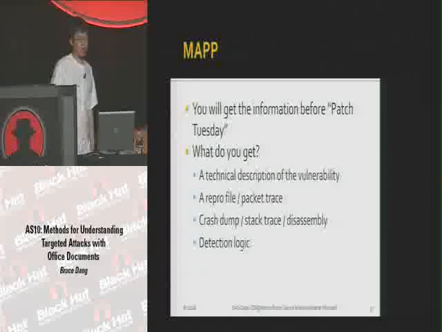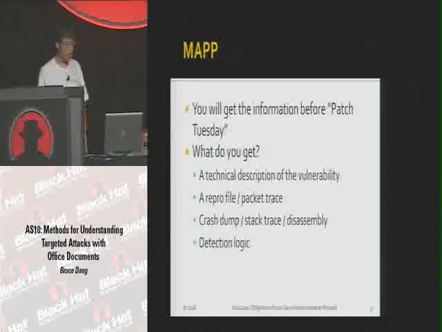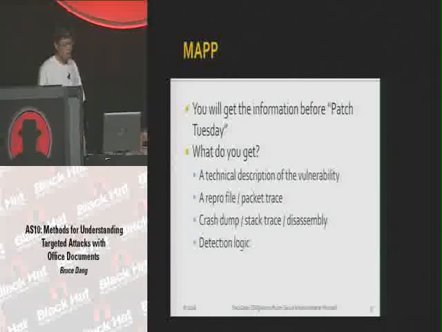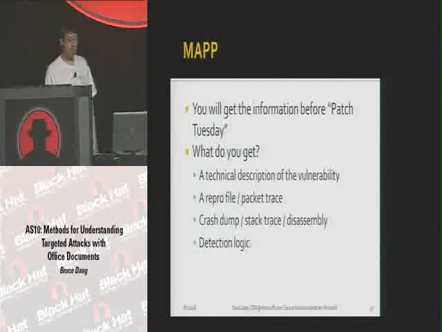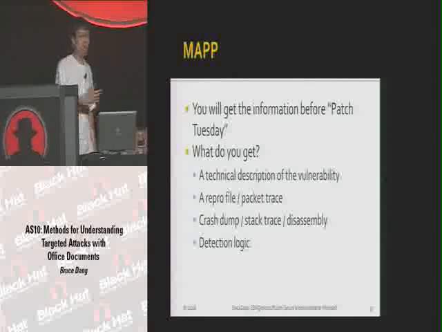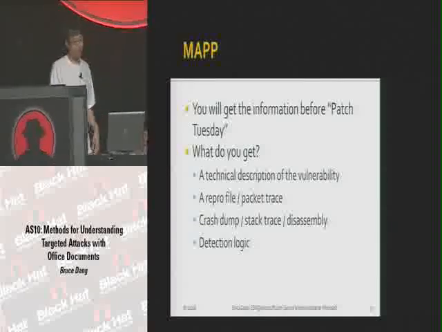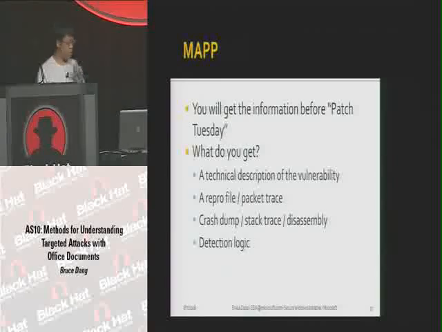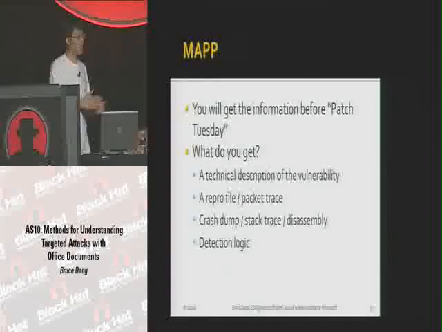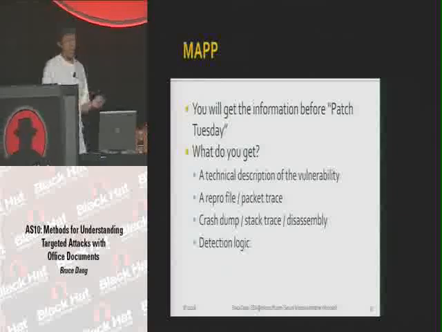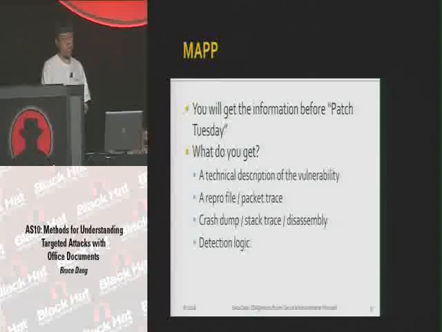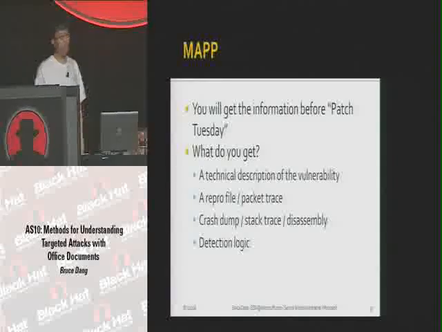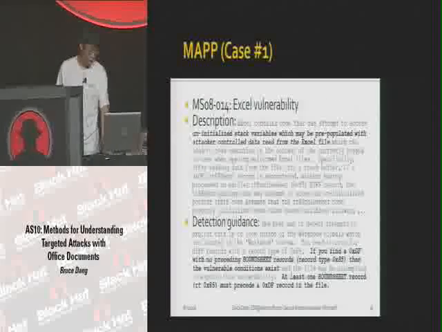Or if it's a network vulnerability, you'll get a packet trace or a PCAP file, and then you'll get a crash dump. And then you can get the stack trace and its annotated disassembly. And then you also have detection logic. For network vulnerabilities, it's a little bit easier. But for Office vulnerabilities, we will tell you exactly what records are affected, and what values inside those records are affected, so you can actually write signatures to pinpoint the exact vulnerability, so minimal false positives.